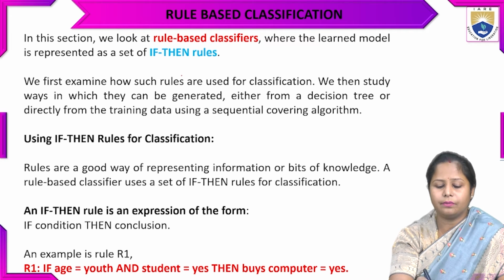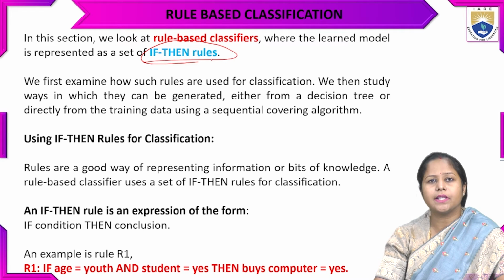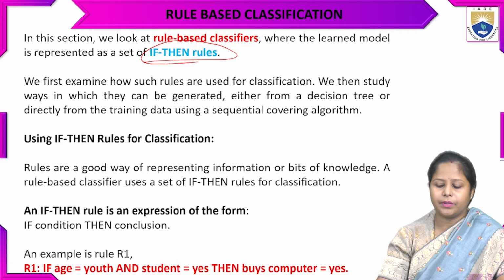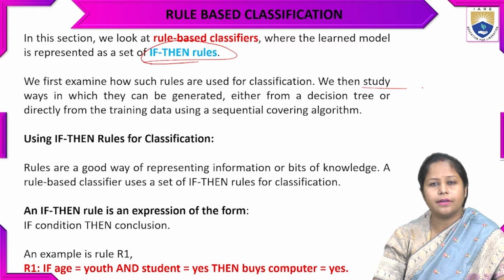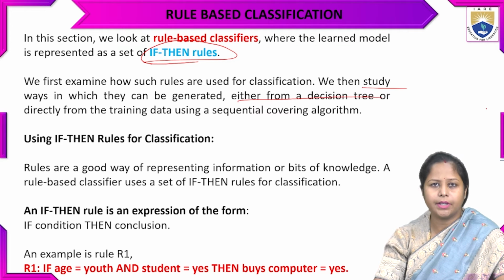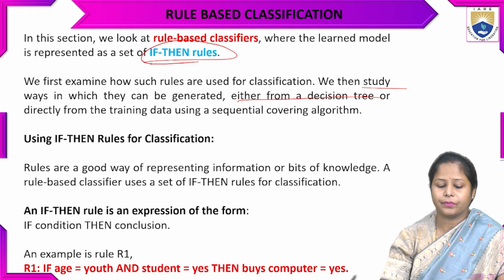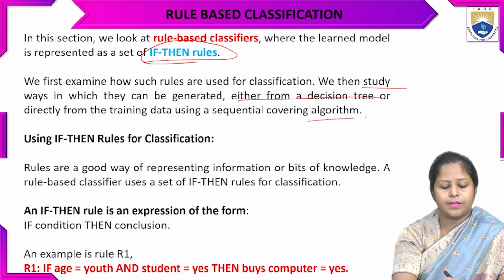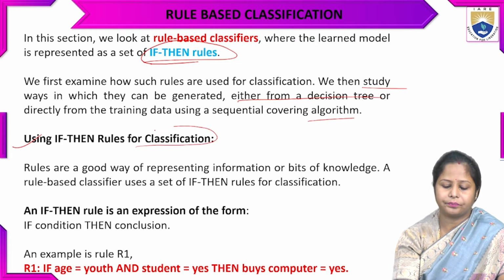Here we will introduce the if-then rules. We first examine how such rules are used for classification. We then will study ways in which they can be generated, either from a decision tree or directly from the training data using a sequential covering algorithm. First is using if-then rules for classification.